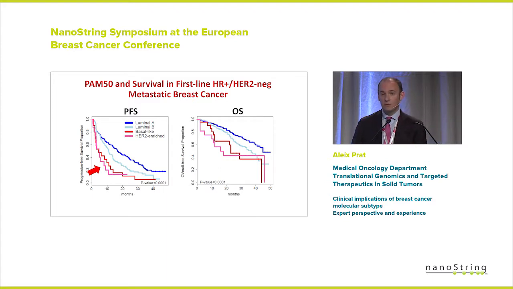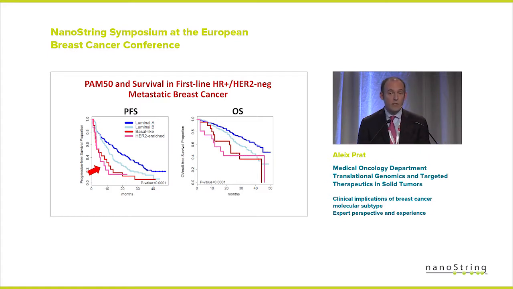The median PFS to just letrozole was around 4 to 5 months. The luminal As, just with letrozole, had 18 months median PFS, and the luminal Bs, 11 months median PFS. And actually, we showed that this is independent of any other clinicopathological variable that you can think of, and also in terms of overall survival, on the right, the same thing.